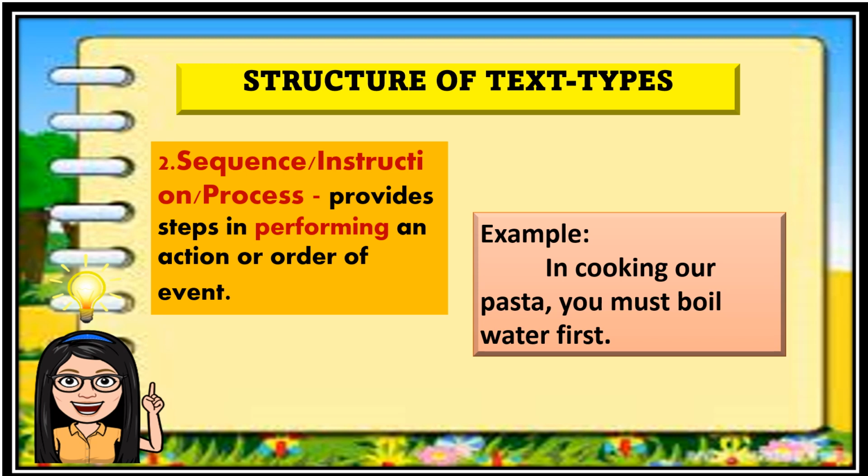So let's have the second structure. We have the sequence, instruction, and process. It provides steps in performing an action or order of events. So here is an example. In cooking our pasta, you must boil water first. So, in this example, the sequence or the process is being used.